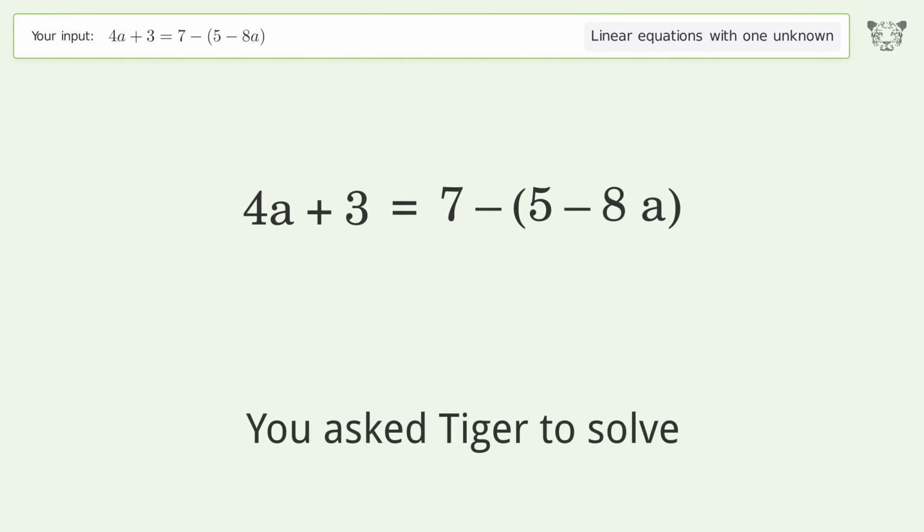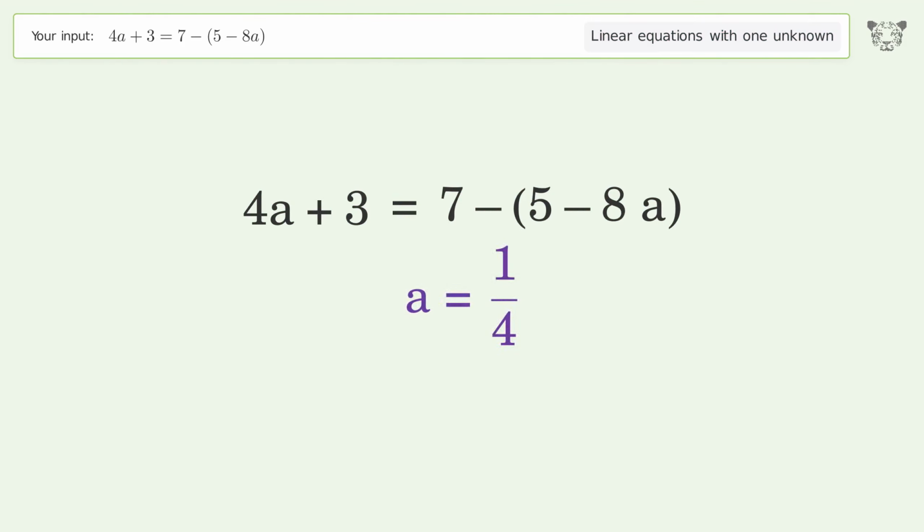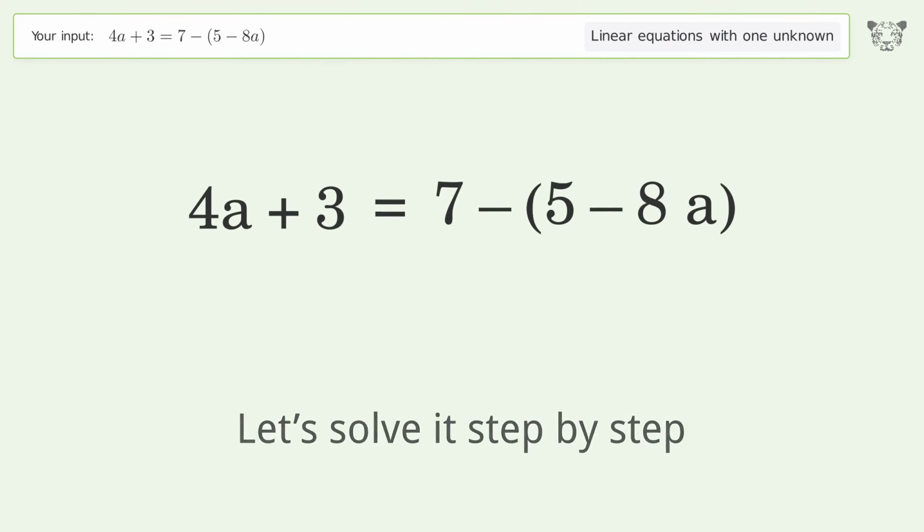You ask Tiger to solve this. This deals with linear equations with one unknown. The final result is a equals 1 over 4. Let's solve it step by step.